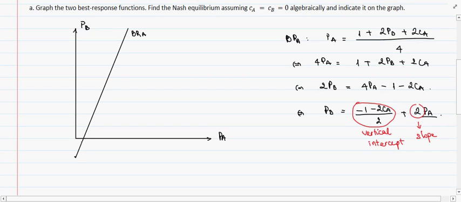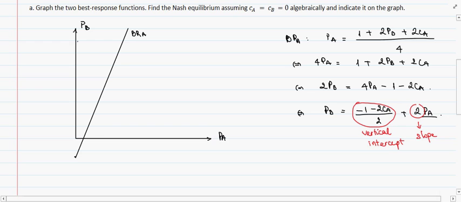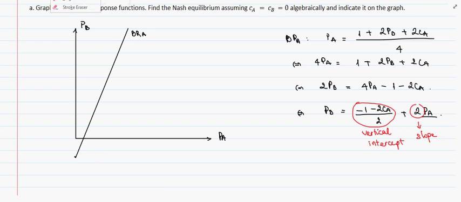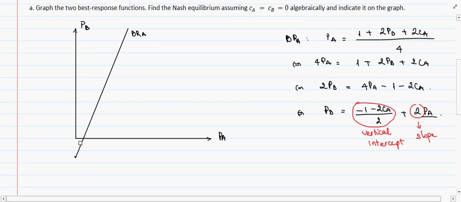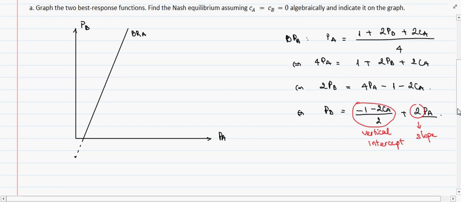Now I do not care about a negative price, since it's not economically meaningful, so I'm just going to get rid of this part. I don't care about this bit. Okay, so now I'm going to do firm B.